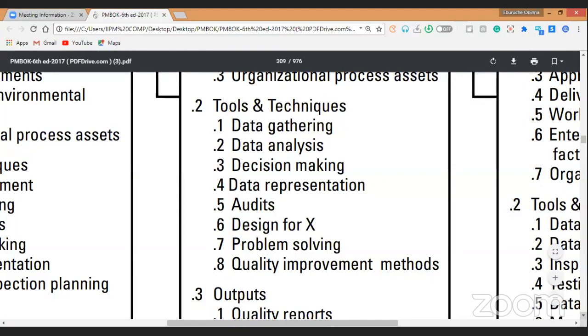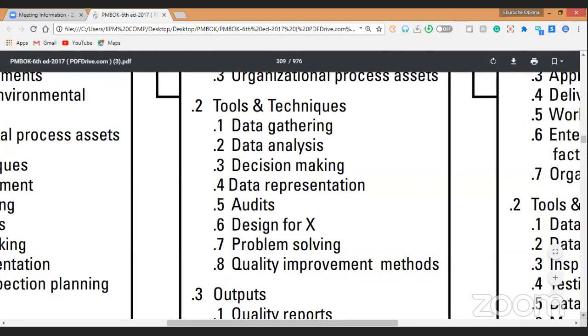Then we have the problem solving. The problem solving here can be achieved through meetings. The problem solving here can be achieved through expert judgment. The problem solving here can be resolved through stakeholders' involvement. So problem solving can be quite diverse from different sources, but problem solving is a good tool for management of quality. Then we have the quality improvement methods.